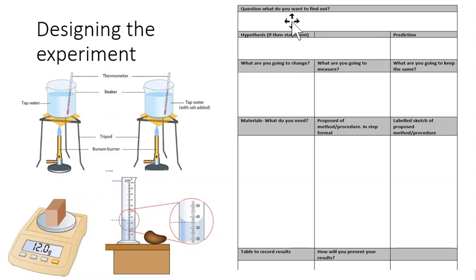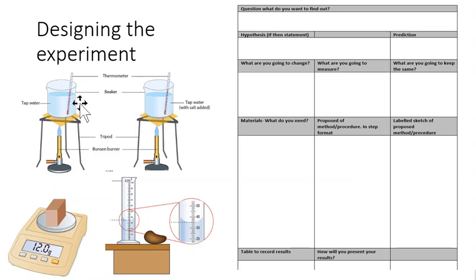So you have your question, and you have your hypothesis, which is the question put into the if-then statement. You clearly state what your prediction is. So for example, we predict that it will actually lower the boiling point of water. So what are you going to change? What are the things that we're going to change?